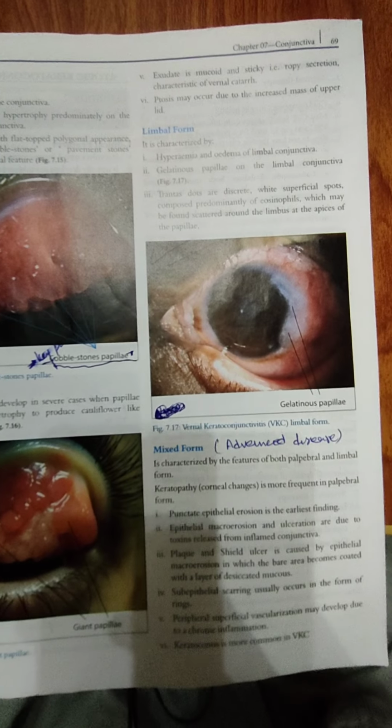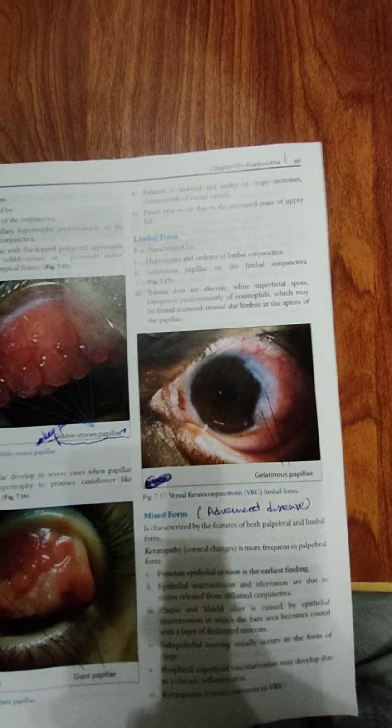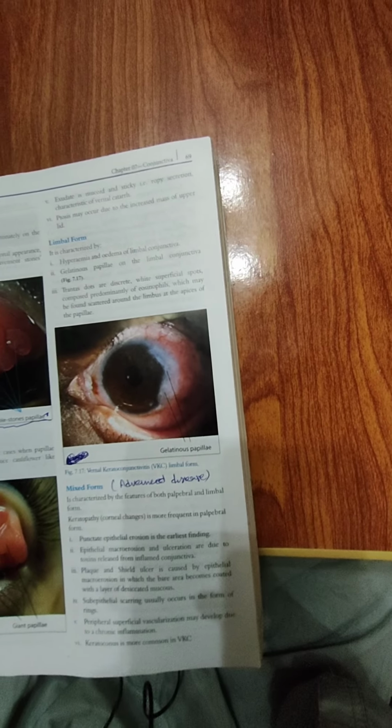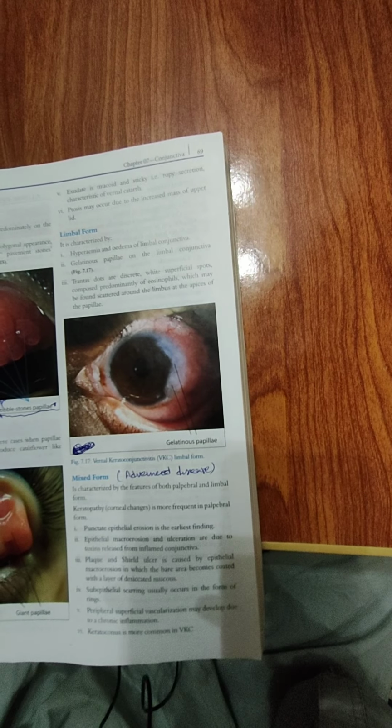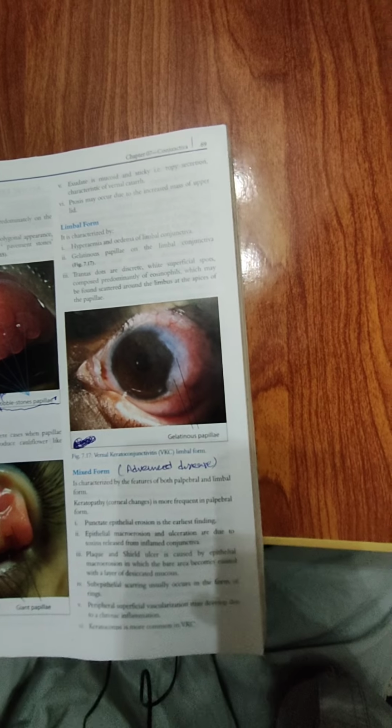Exudate is mucoid and sticky. Ropy secretion is characteristic of vernal catarrh. Ptosis may occur due to increased mass of the upper lid.